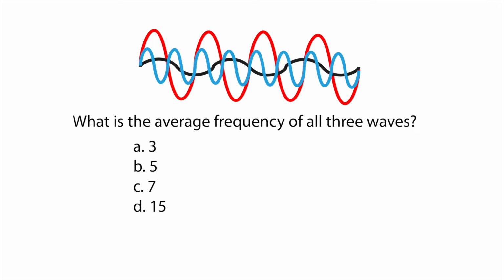Here I am asking students to give me the average frequency of the waves pictured. The most common answer is D, but D is the sum. So based on their answers, they clearly understand frequency. But even though they counted the waves correctly, they're not sure what an average is. The answer should be B, 5.